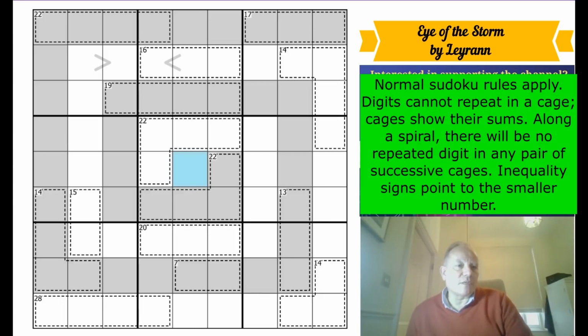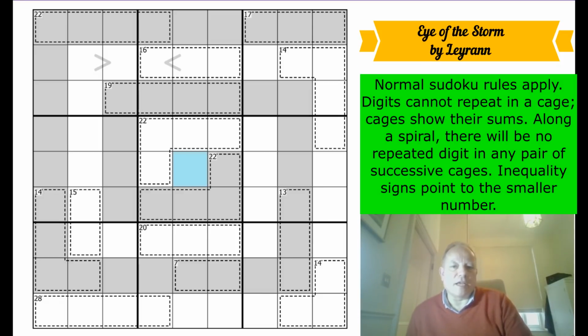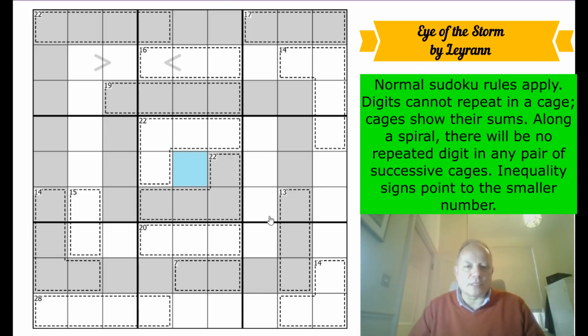Now, in terms of this puzzle, what have we got here? Well, it's called the Eye of the Storm, and you can see why with these 2 spirals and 1 blue cell in the center. So normal Sudoku rules apply, and digits can't repeat in a cage, and cages show their sums. So normal killer Sudoku thus far. Along a spiral, there will be no repeated digit in any pair of successive cages. Now, what does that mean?